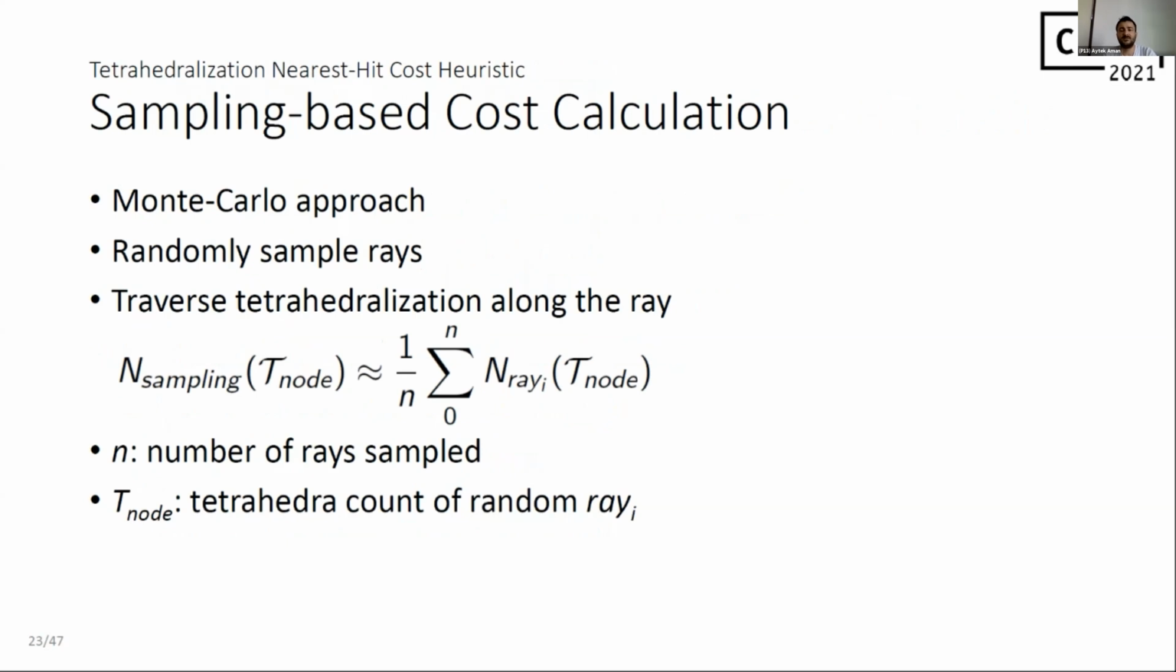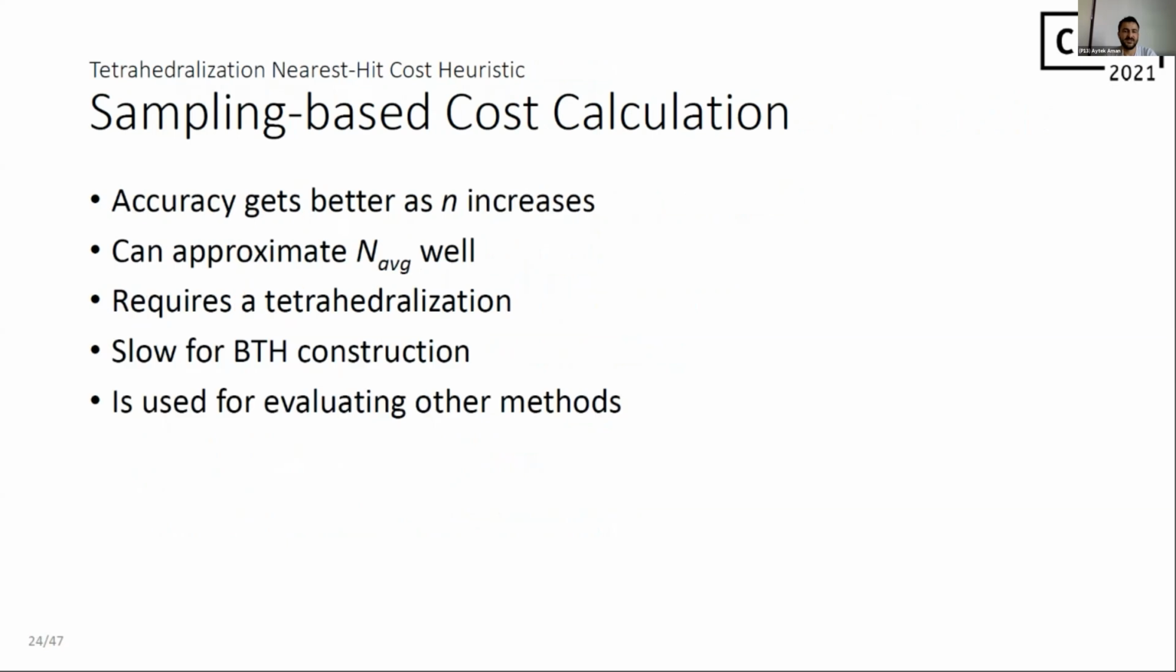Sampling-based cost calculation is a very simple approach. It's a Monte Carlo approach, and we randomly sample rays, and we just count how many tetrahedra we traverse along the ray. But as you can imagine, this is quite expensive. Accuracy gets better as n increases, and with this method, we can actually approximate the true cost quite well. But we require a tetrahedralization for that, so it's not really efficient since it works by constructing the whole structure beforehand. Therefore, it's slow, but we use this to evaluate other methods we have.